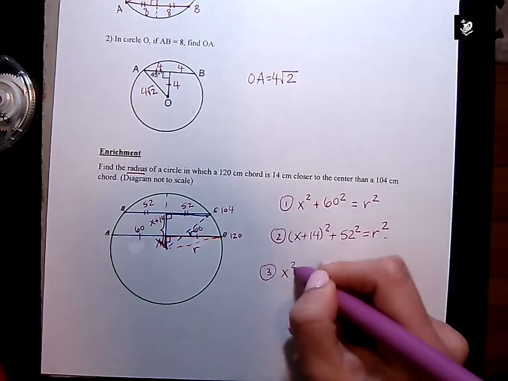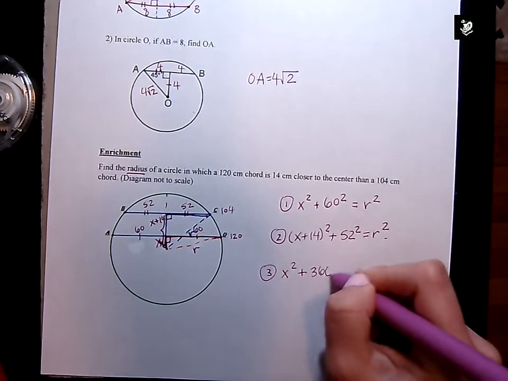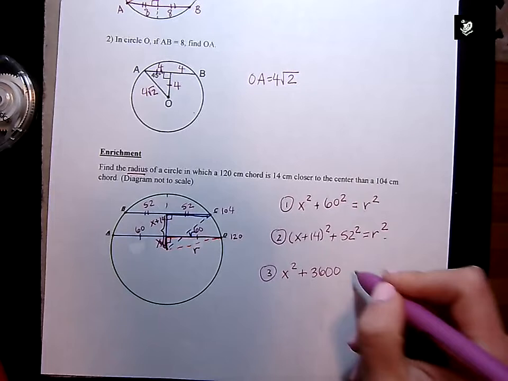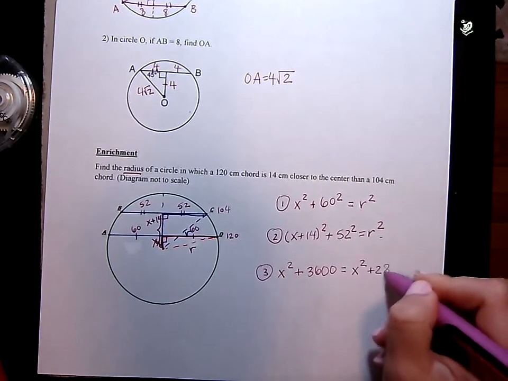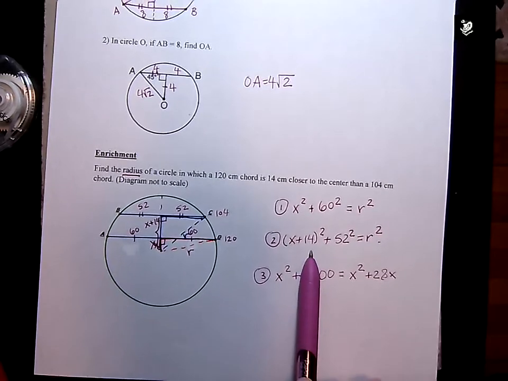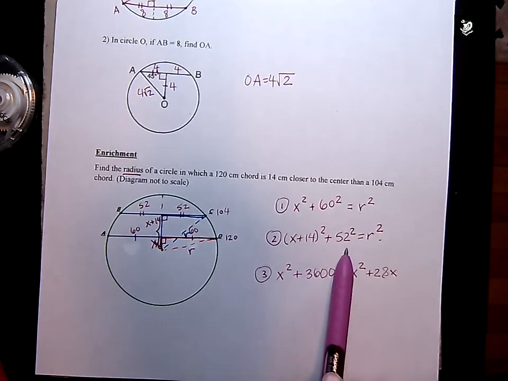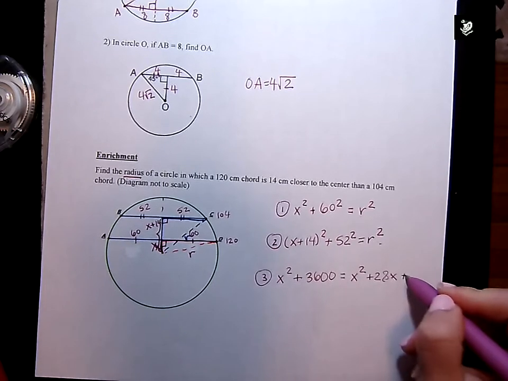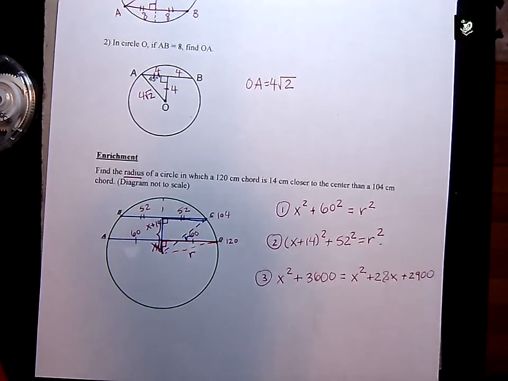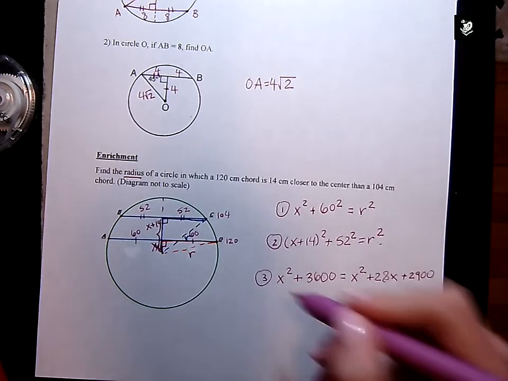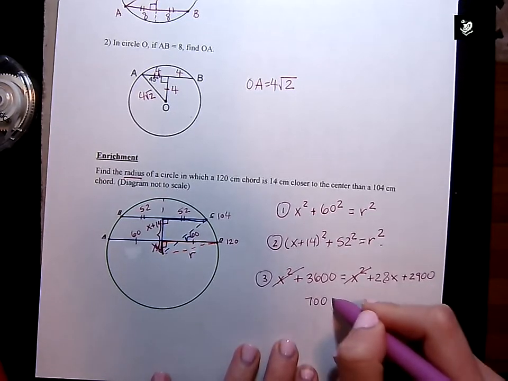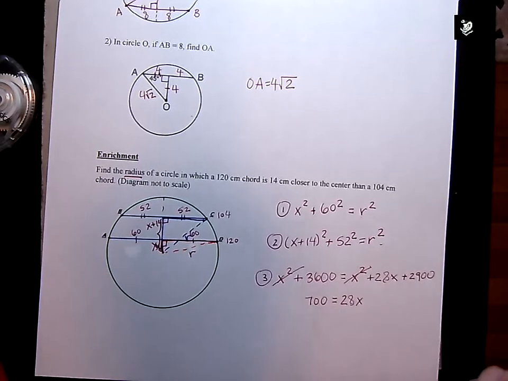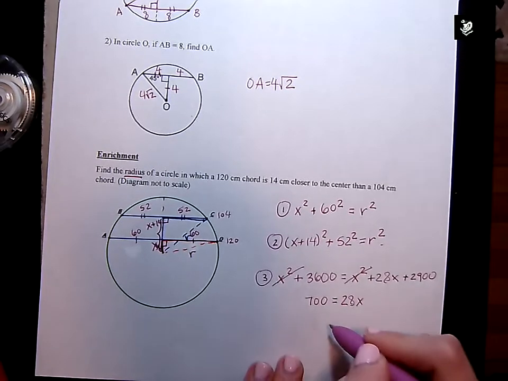I can say x squared plus 3600, I'm just going to simplify as I go, equals x squared plus 28x. And then if we do the 14 squared plus the 52 squared, we'll get 2900. What's nice about this is the x's will cancel. I could bring the 2900 over to the other side. So subtract it, I get 700. And then when I divide, I'm going to get 25.